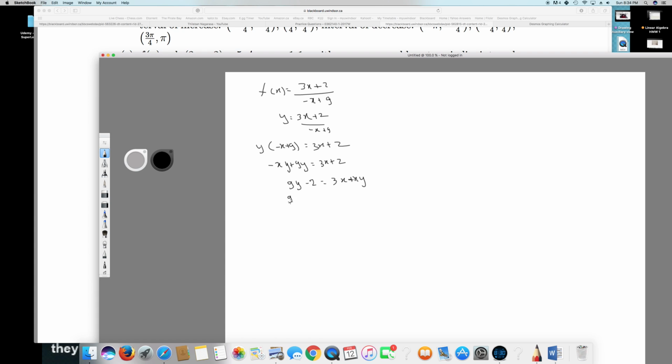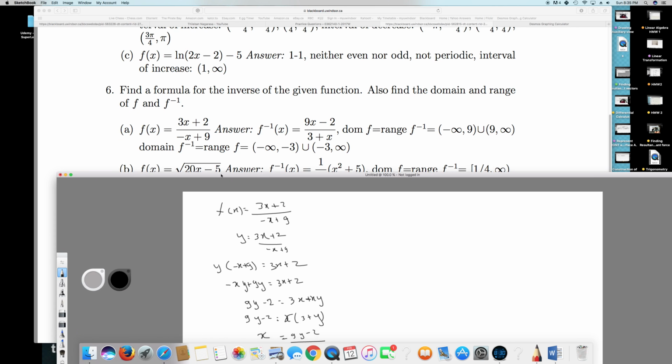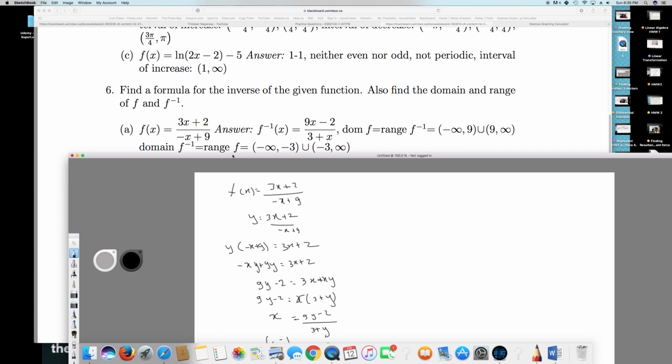So we have some idea right now. 9y minus 2. In this case I can take the x common. If I take x common, it's going to be 3 plus y. So x is going to be equal to 9y minus 2 over 3 plus y. So this is my x. Now instead of y I have to put x, and that's going to be my f inverse of x: 9x minus 2 over 3 plus x. So this is my answer for the f inverse.